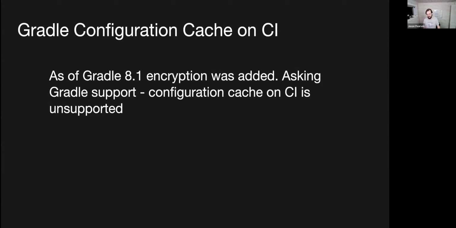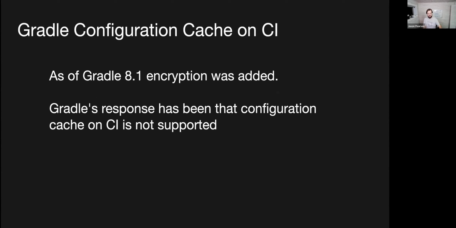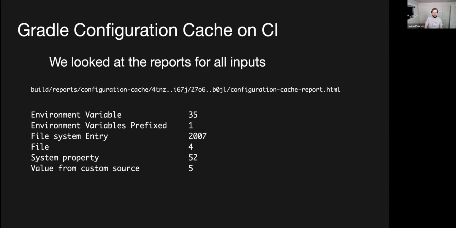As of Gradle 8.1, encryption was added. The reason for that is because they didn't want to leak secrets from organizations' builds, whether they're public or private, open source or not, because configuration cache literally looks at everything in your environment. So their response was that configuration cache is not supported on CI. It's only for local development. We ignored that and proceeded to spend time on it.